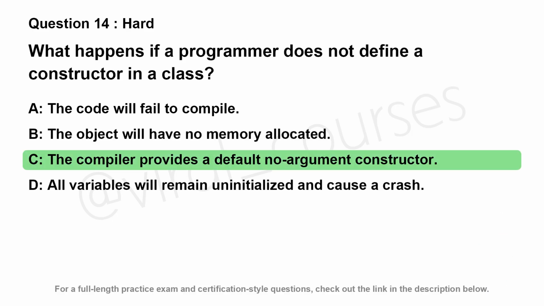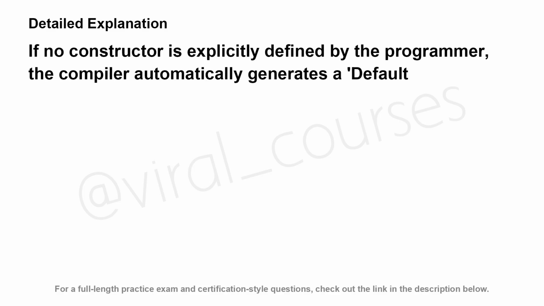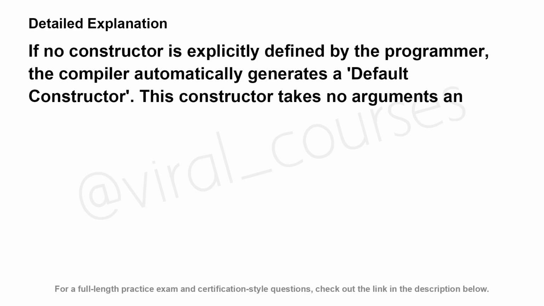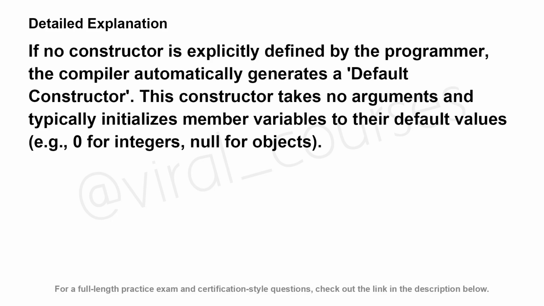The correct answer is C. If no constructor is explicitly defined by the programmer, the compiler automatically generates a default constructor. This constructor takes no arguments and typically initializes member variables to their default values, e.g., 0 for integers, null for objects.